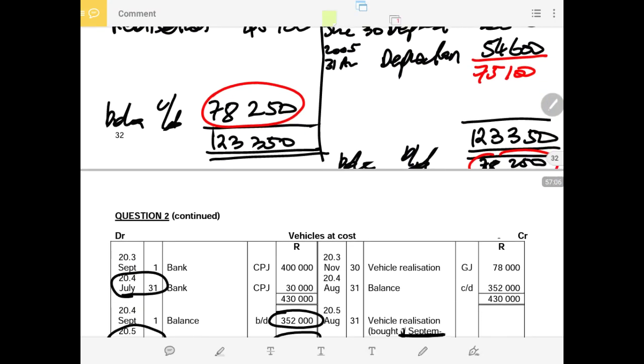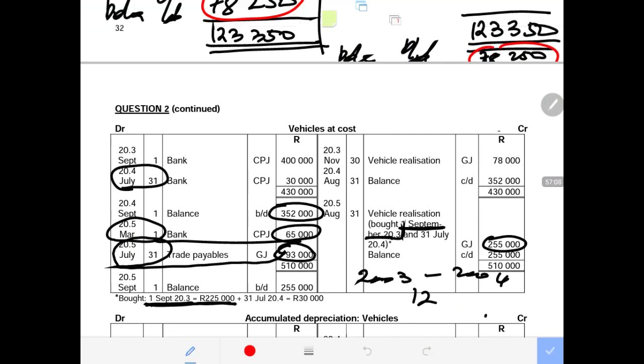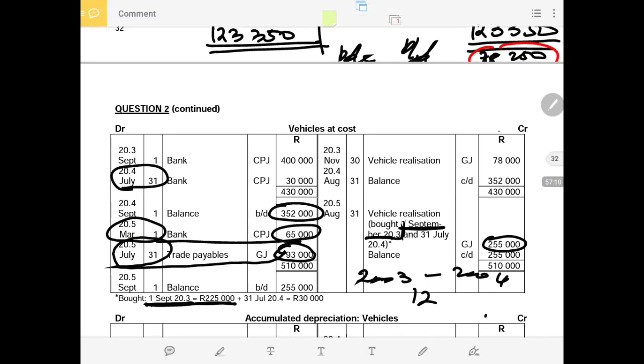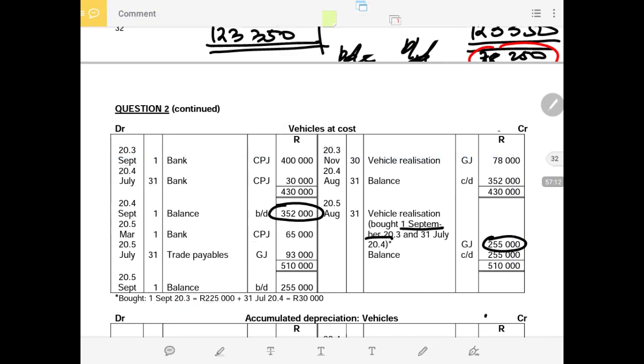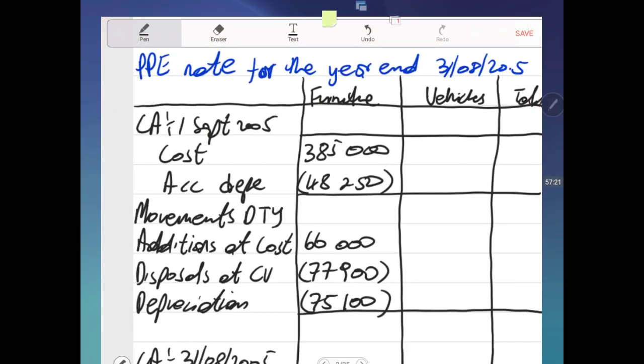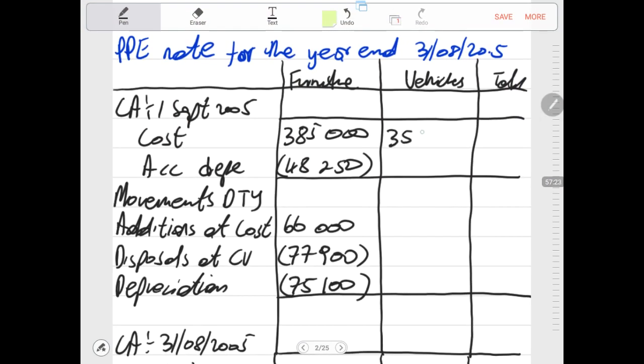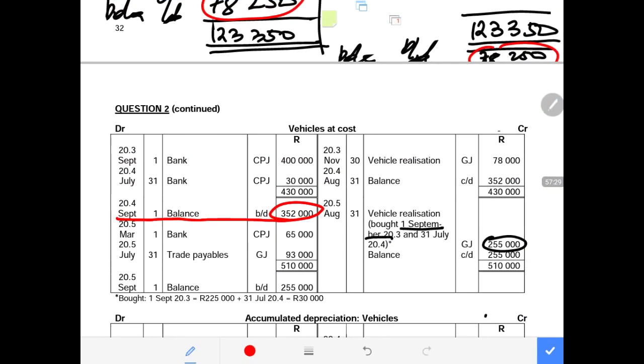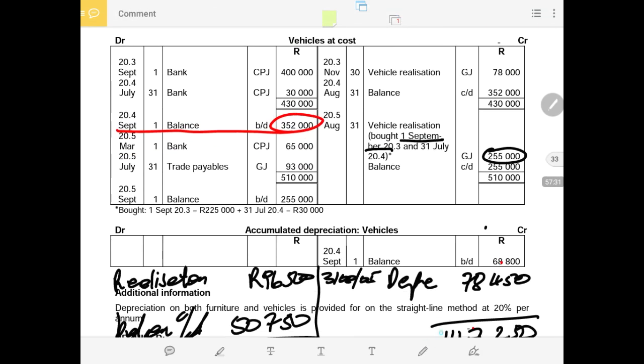Vehicles cost at the beginning of the year. How much is it? Beginning of the year is the 1st of September 2004. How much is my opening balance? 352,000 rands. I record my 352,000 rands. Then after, I go to the opening balance of the accumulated depreciation.